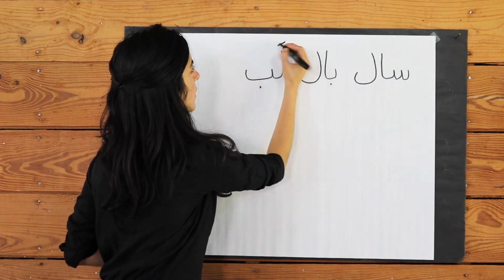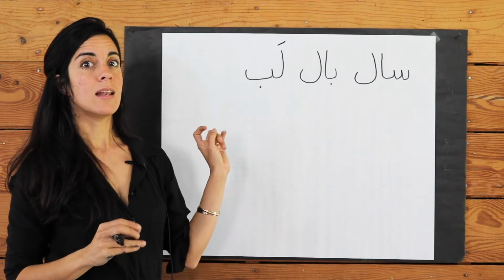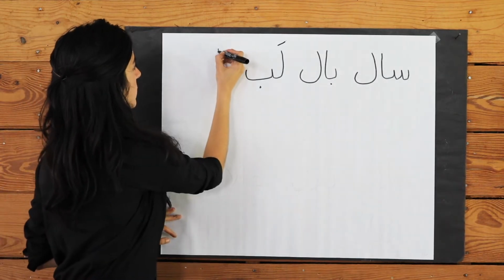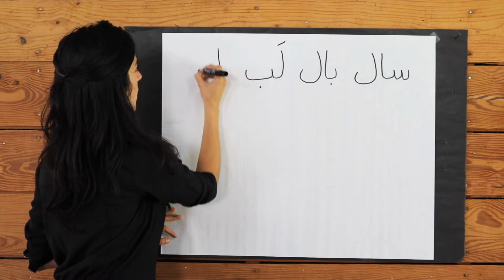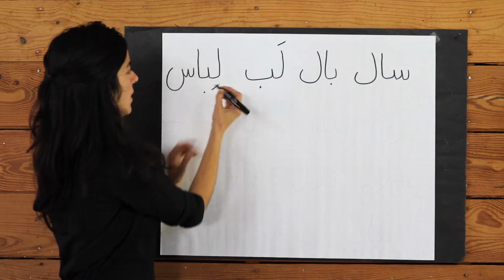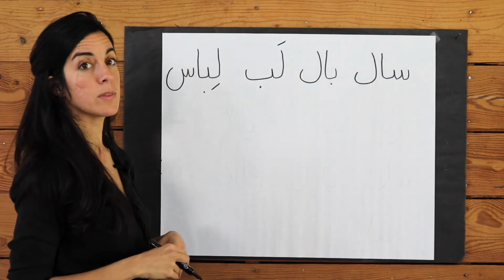So this is a word that we covered before. See if you can read it. Le with an a, lab, and that's lips, lab. And lebas, clothing, lebas, another one that we've covered before.